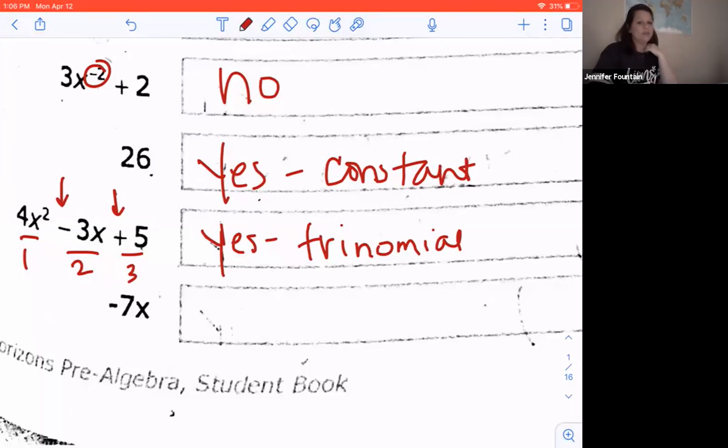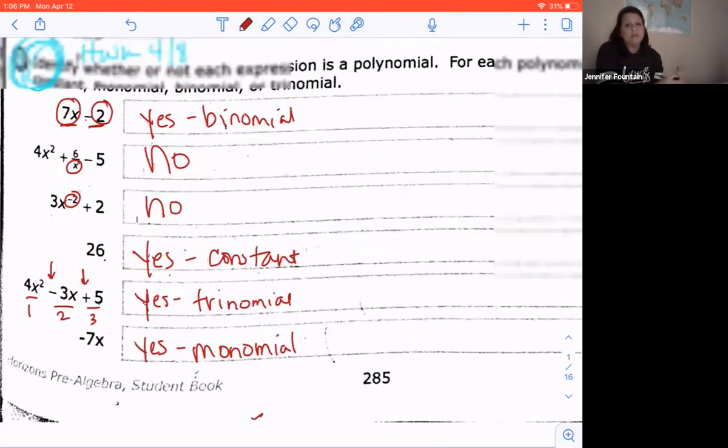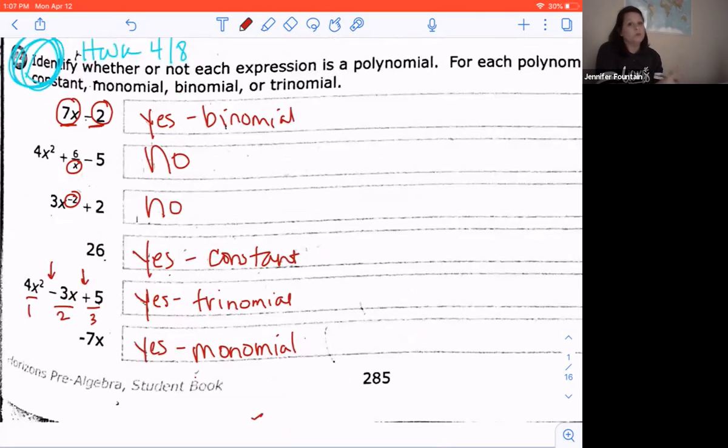And then the last one, negative 7x. I've got a number with a variable, so yes, it is a polynomial, but nothing's being added to negative 7x, nothing's being subtracted from it, so it is a single term. Single is monomial. So it's a single-term polynomial, and that is called a monomial. Any questions on how to determine first and foremost if it's a polynomial, and then if it is, whether it is a constant, a monomial, a binomial, or a trinomial? Any questions on those? All righty.